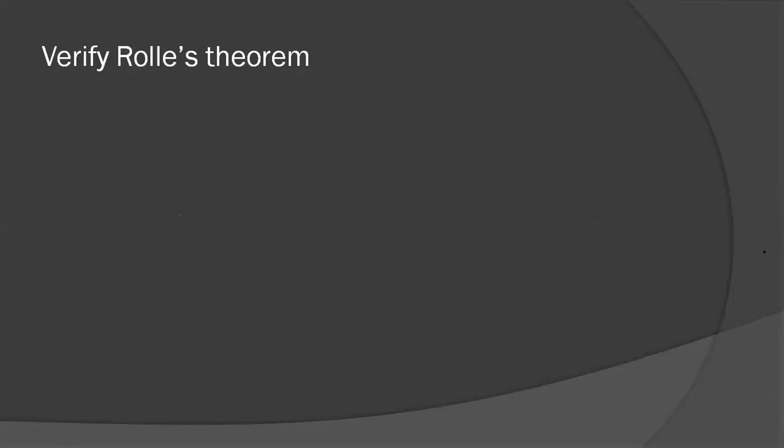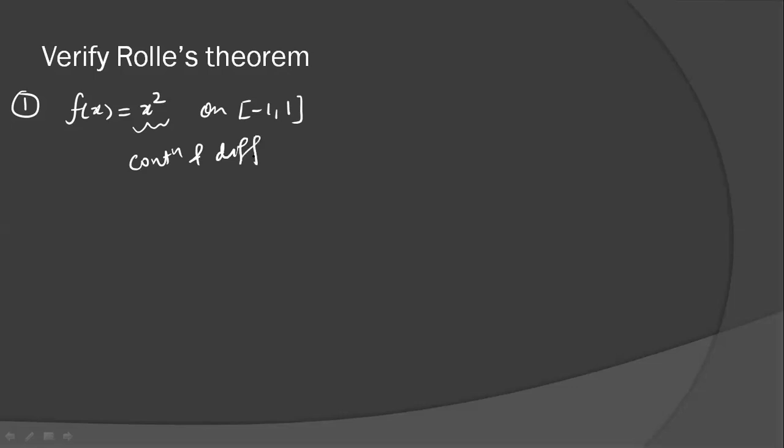Let's verify Rolle's theorem in some examples. It means we have to find some c. First is f(x) equals x square on closed interval -1 to 1. It is a polynomial function, so continuous and differentiable on the entire real line. We have to check f(a) equals f(b). f(-1) is equal to (-1) square, which is 1, and f(1) is equal to 1 square, which is 1. So all the conditions of Rolle's theorem are satisfied.